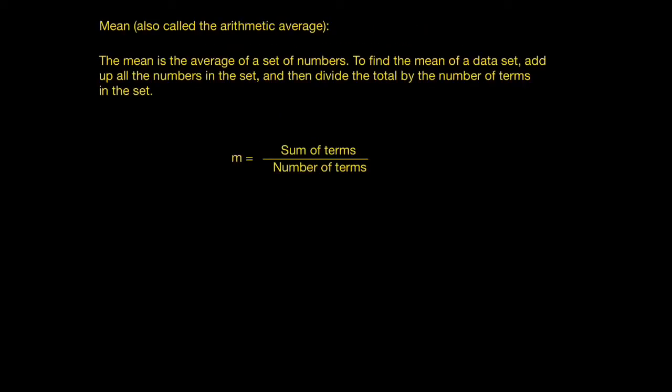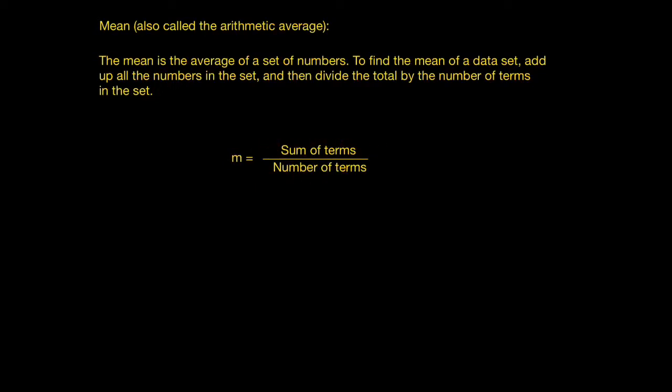Let's begin with mean. Now the mean is also called the arithmetic average. The mean is the average of a set of numbers. To find the mean of a data set, add up all the numbers in the set and then divide the total by the number of terms in the set. So m equals sum of terms divided by the number of terms.